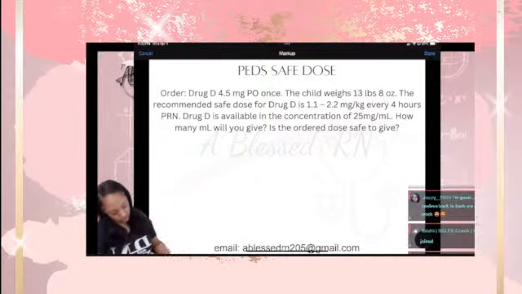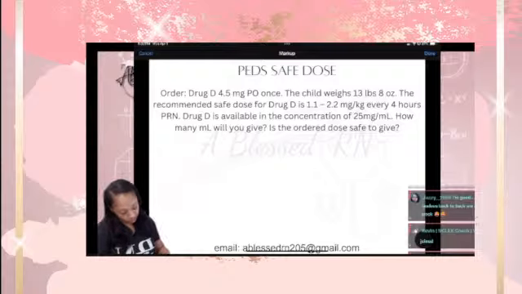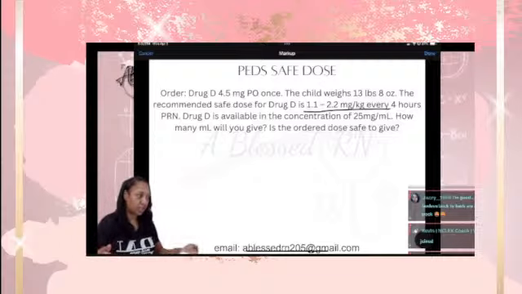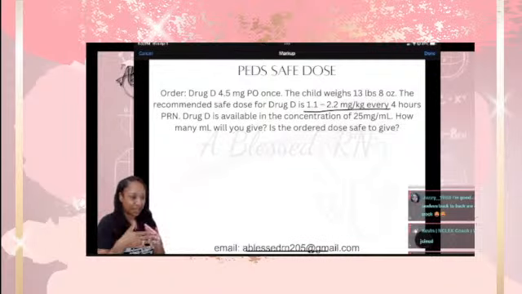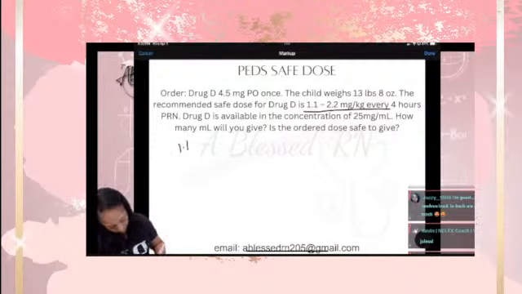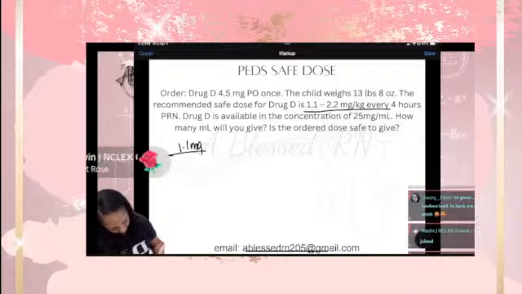Okay, so we are looking for how much to give the patient, and we need to determine first, is it going to be safe? All right. So our safe dose range is this right here. This is your safety net. These are your bumpers. This is the most that you can give and the least that you can give. If it's at or in between those two numbers, it is safe. Anything outside of those numbers are not safe. That's it. Okay, so we'll use our 1.1 milligram per kg.